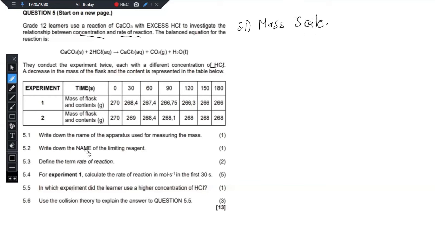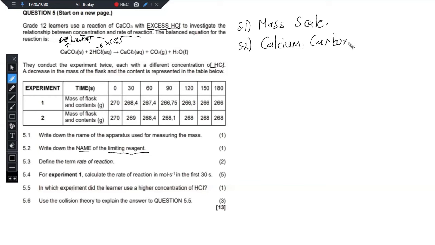Then 5.2 says write down the name of the limiting reagent. Now, if they've already said that HCl is in excess, we know that if we have 2 reactants, one has to be in excess and the other has to be limiting. So if we are already told that this is an excess reagent, then it goes without saying that obviously this here has to be a limiting reagent. So the name of that, remember they said name. So we should write calcium carbonate.